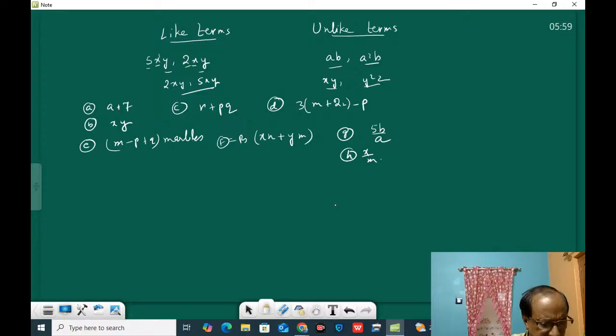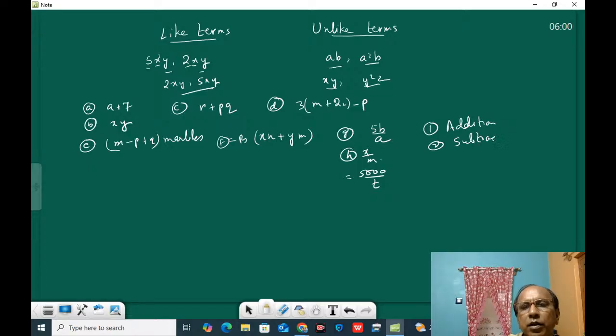In this way, you can generate expressions. The number of days a man needs to work so as to earn rupees 5,000 at the rate of rupees t per day is equal to 5,000 by t. In this way, we can generate various algebraic expressions by the four operations. One is addition, number two is subtraction, number three is multiplication.